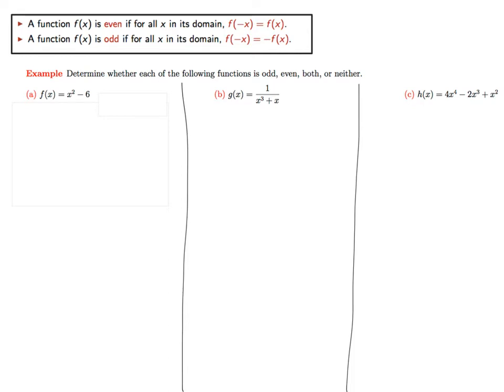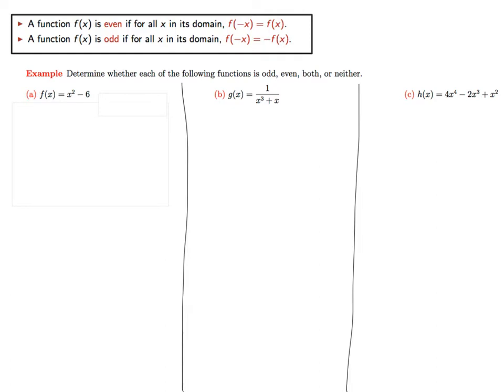We say that a function is even if for all x in its domain, when we evaluate f at minus x, we get the same thing as when we evaluate f at x. We say a function is odd if for all x in the domain, when we evaluate f at minus x, we get the same thing as when we evaluate f at x and then multiply by minus 1. So f of minus x equals minus f of x. So let's check those conditions.